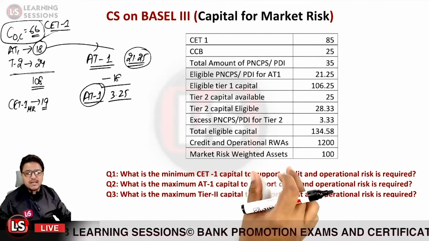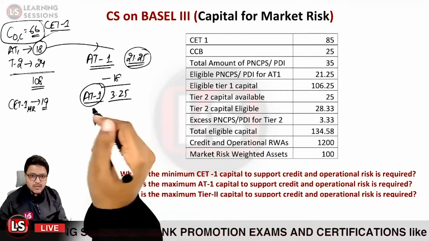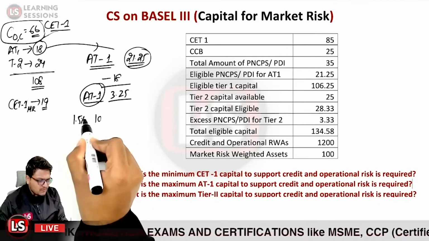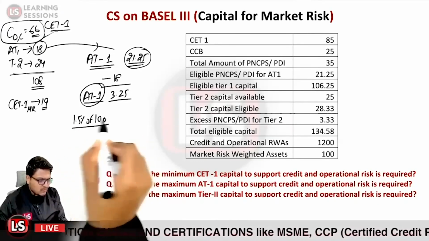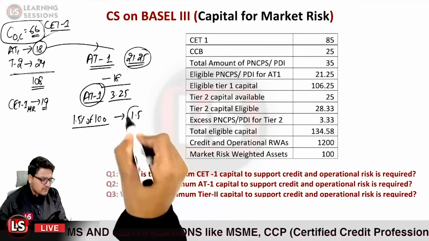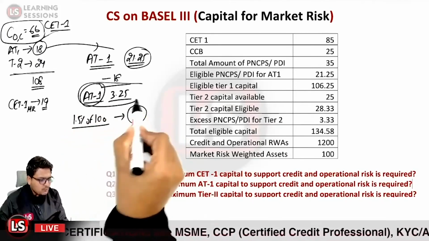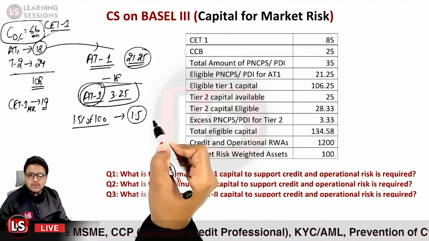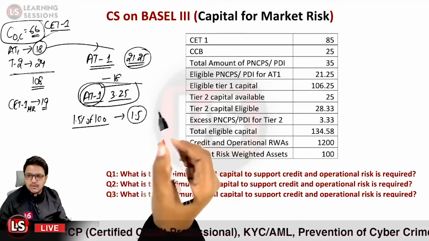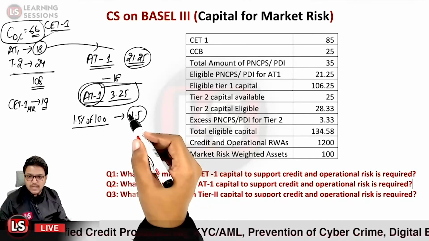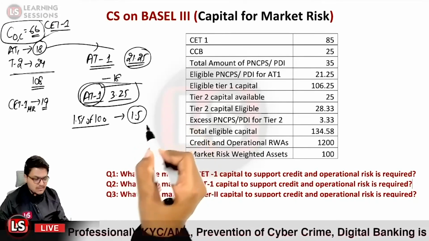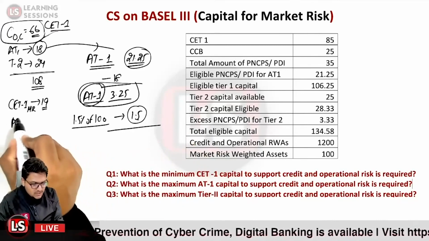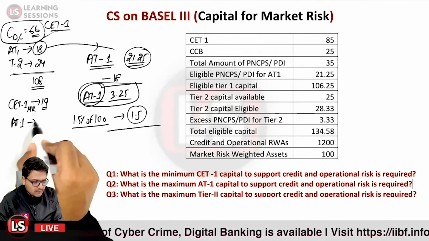So the market risk weight asset is given to be 100. So it will be 1.5% of 100, and that would be what? That would be 1.5 itself. So out of this 3.25, only and only 1.5 can be utilized for supporting the market risk. Is that clear? So the answer over here would be 1.5. So we can say additional tier 1 for the market risk, it would be 1.5.